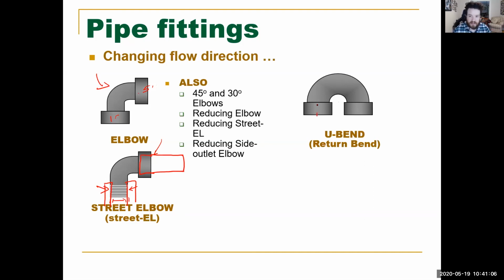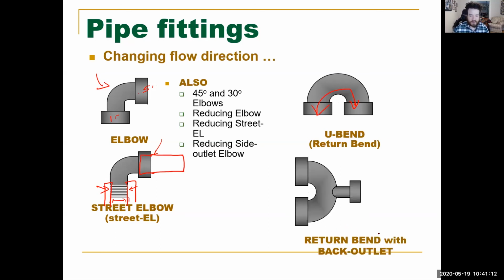And then you have a U-bend. You can create those with two elbows if you wanted to. And then you have a return bend with a back outlet. This is just the U-bend with a piece of pipe sticking out the back of it. Usually it's a reducing. Any questions on these fittings?